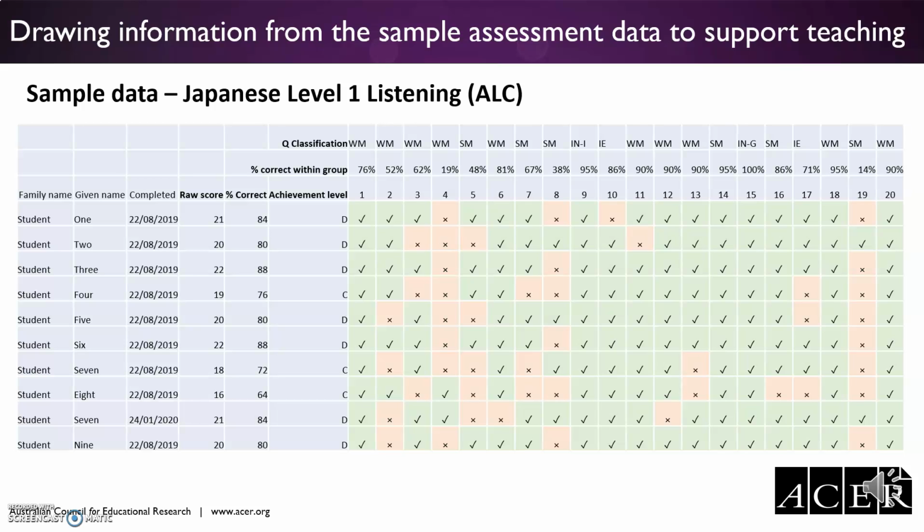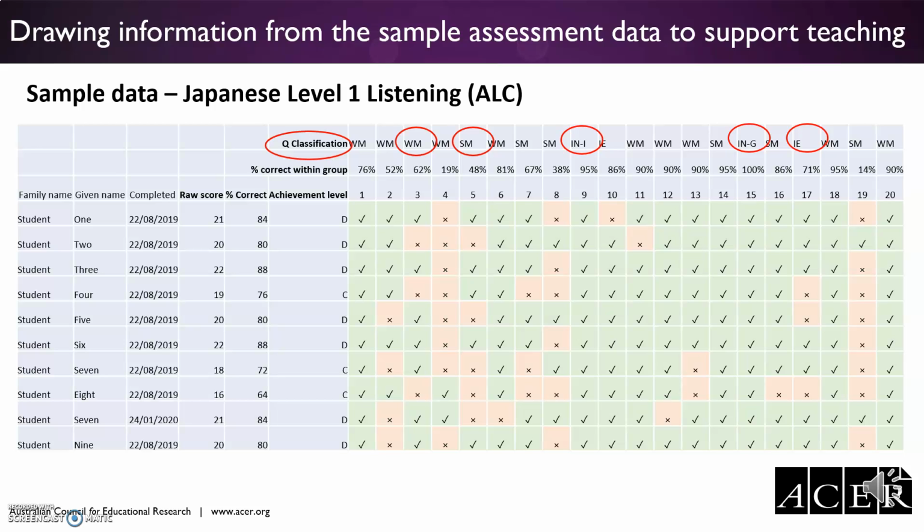On this data, we can see the additional information called question classification. There are WM, SM, INI, IE, and ING. These abbreviations signify the skill that the question is trying to test. For example, question 1 is WM or word match question, where a student is required to directly match a word or image from a text to the correct answer.